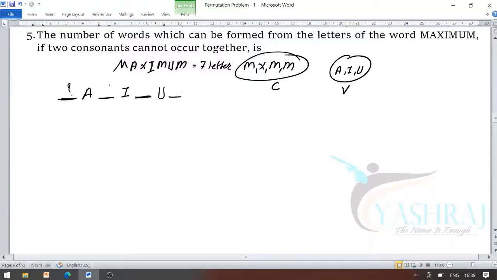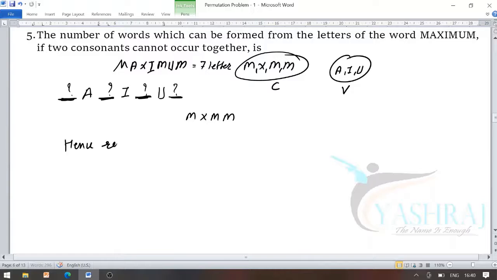So we have to fill up the places using the consonants. The pointed places are to be filled by M, X, M and M. Those are the pointed places. They should be filled with a letter, either M, X, M, M, like that. Hence the required number of ways to fill them.